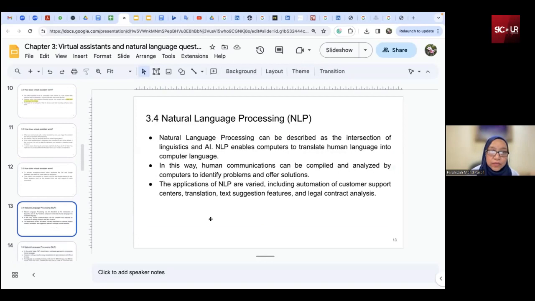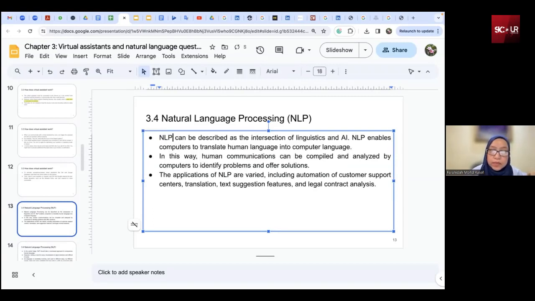So interesting, the technology now. So 3.4 is natural language processing, NLP. I'll just shorten it to NLP here. NLP can be described as an intersection of linguistics and AI, artificial intelligence. NLP enables computers to translate human language into computer language. In this way, human communications can be compiled and analyzed by computers to identify problems and offer solutions. The applications of NLP are varied, including automation of customer support, technical translation, text suggestion, and legal contract analysis.